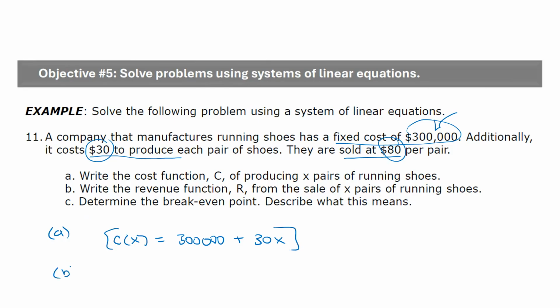Now B asks us to write the revenue function R from the sale of x pairs of running shoes. So the revenue is going to be the money generated from the sales of the running shoes. So that would be R of x equals 80x.